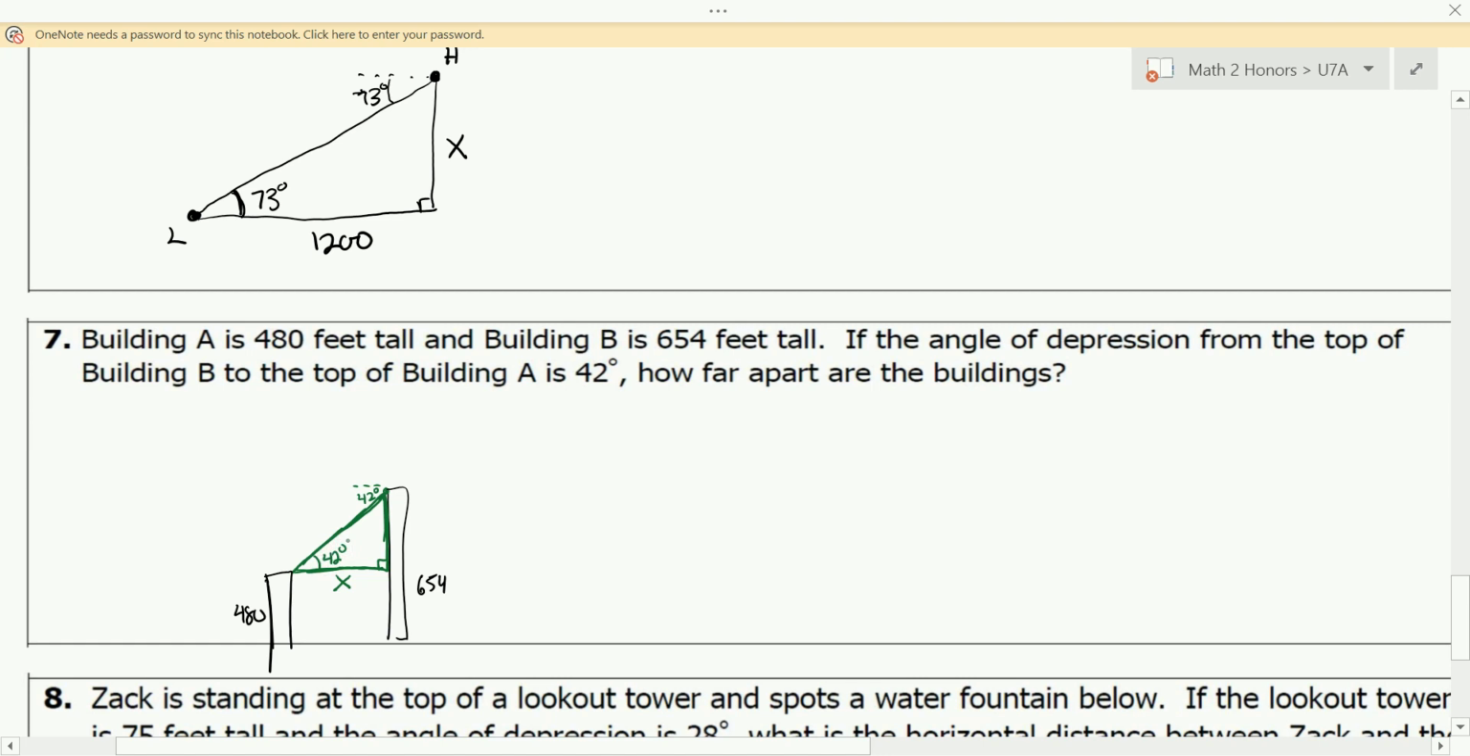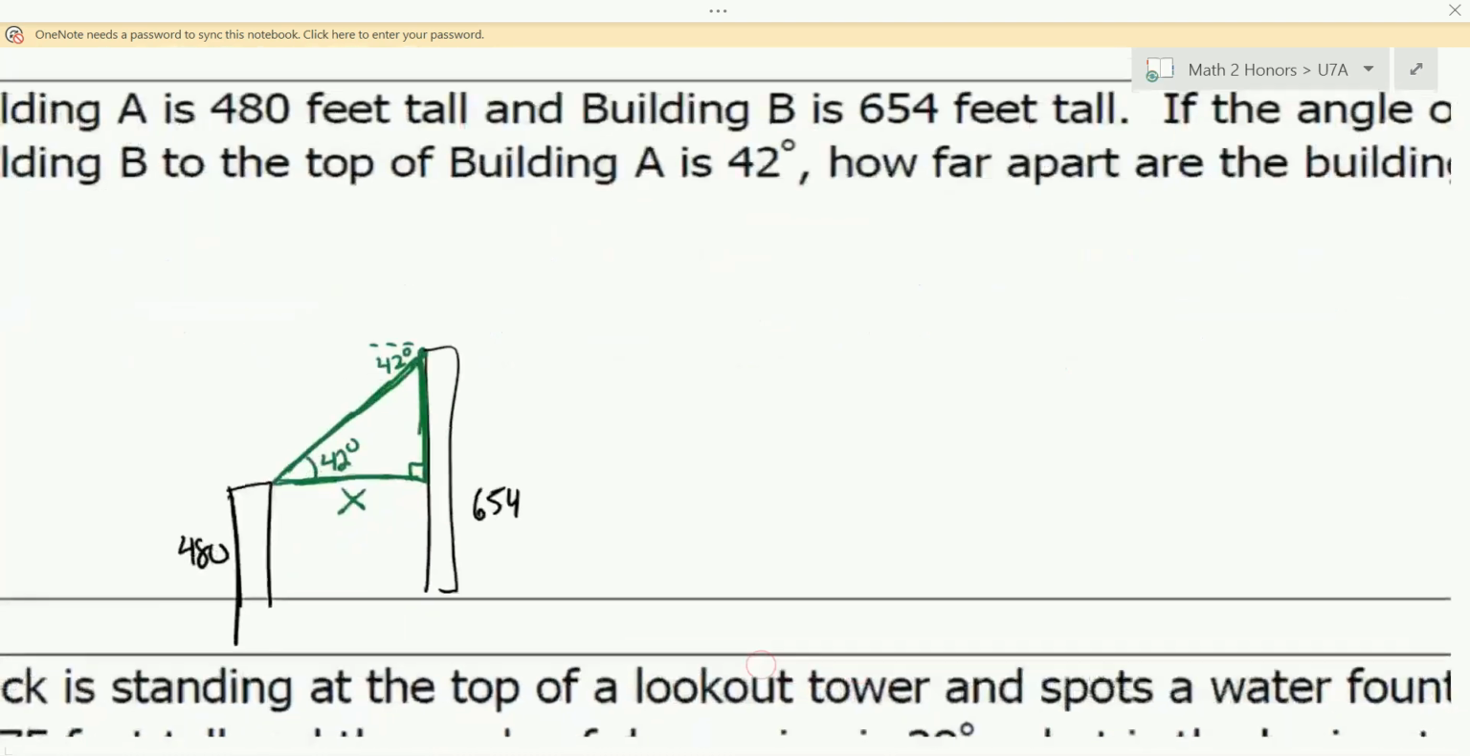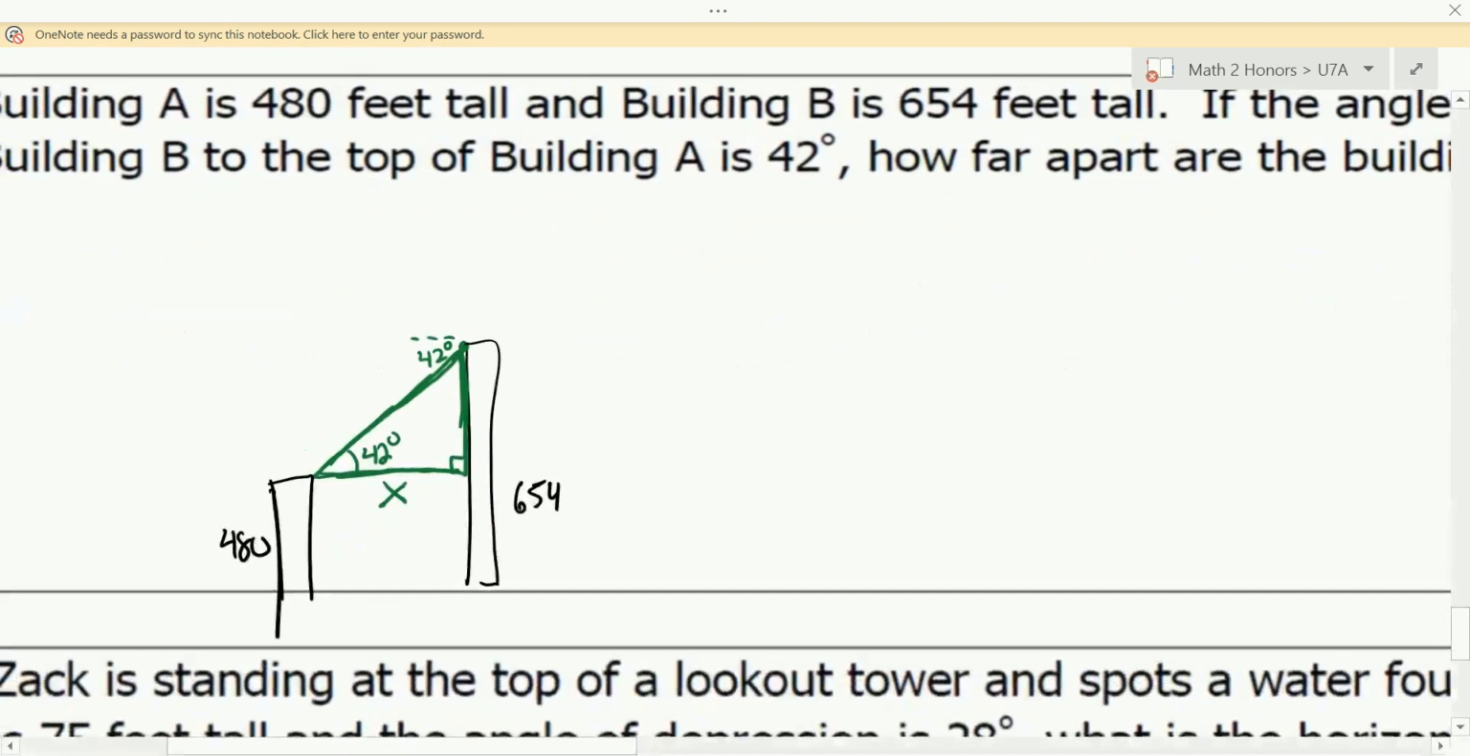And can we get anything else here? There's actually one more really important piece we need to get. So subtract 480 from 654, and what do we get? 174. And that is the height of our triangle. And now we can work with this to find x.